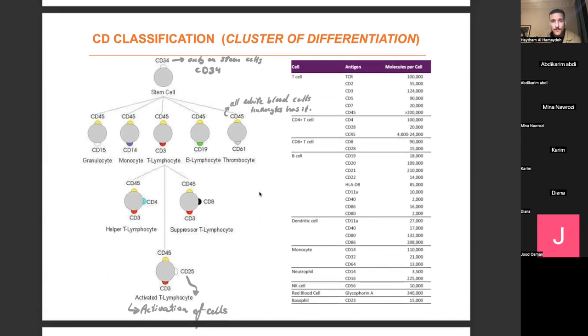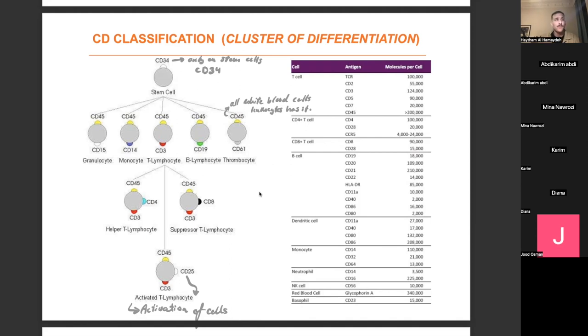CD classification. CD stands for cluster of differentiation. How are scientists able to say that the cells in the bone marrow are stem cells? Basically, they look at their cell membrane and say, okay, CD34 is present on the cell. Then we know this cell is a stem cell.